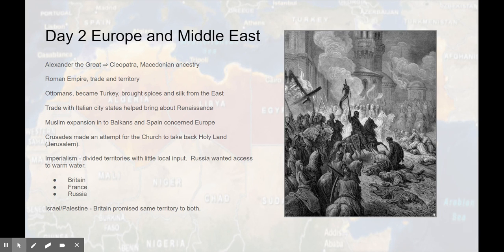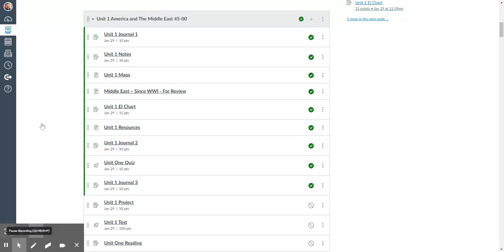The Israelis had been going there, of course, for a number of years, and the flow of people of Jewish descent increased significantly, of course, after World War II and the Holocaust. And because of these two groups basically being promised the same amount of territory, there has been long-standing conflict in that region. But that is all the notes for the day.